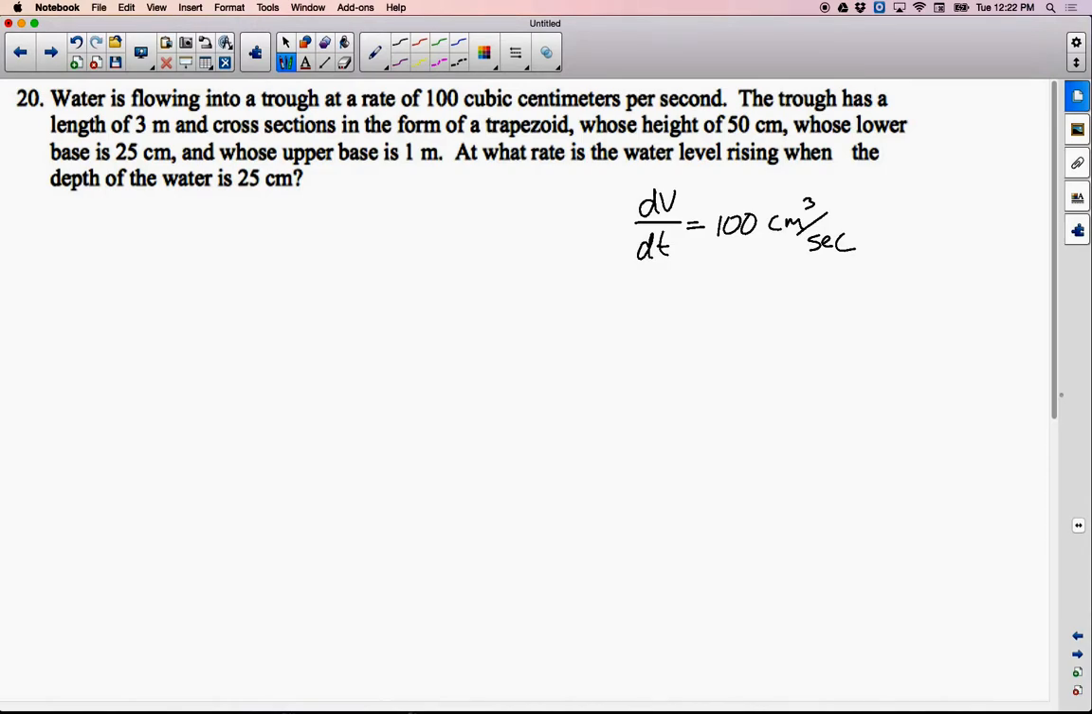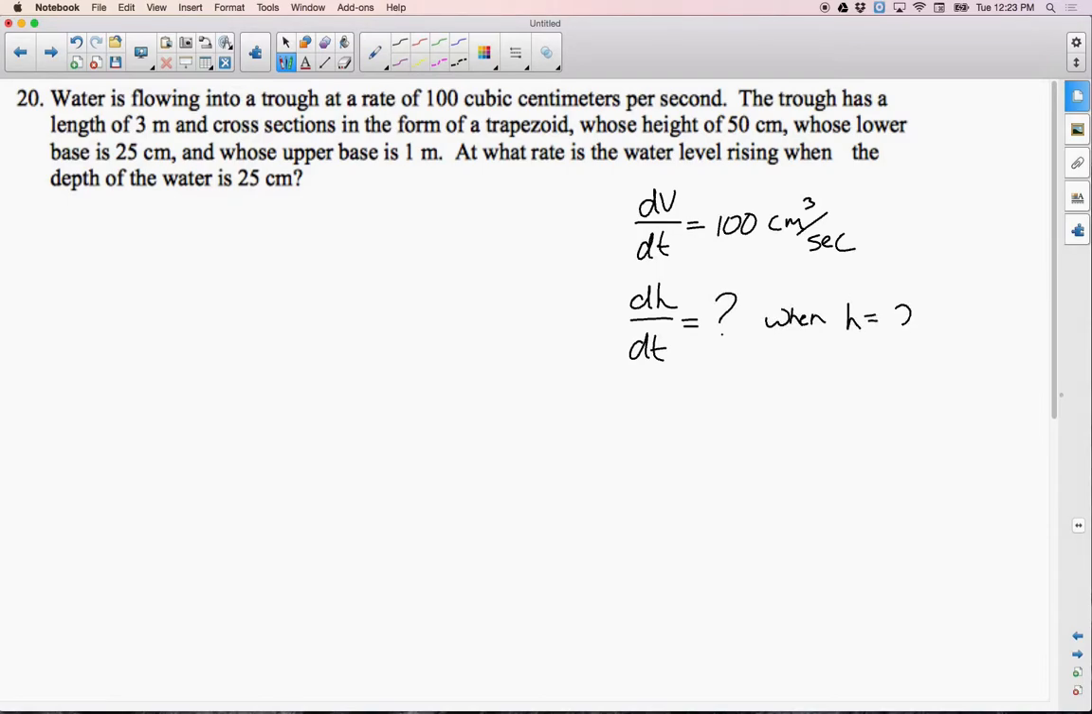So a trough has a length of 3 meters and cross sections that form trapezoids, whose height is 50 centimeters, whose lower base is 25 centimeters and upper base is 1 meter. At what rate is the water level rising when the depth of the water is 25 centimeters? Let me read that again. At what rate is the water level rising? So I want to know dh/dt when h is 25 what?